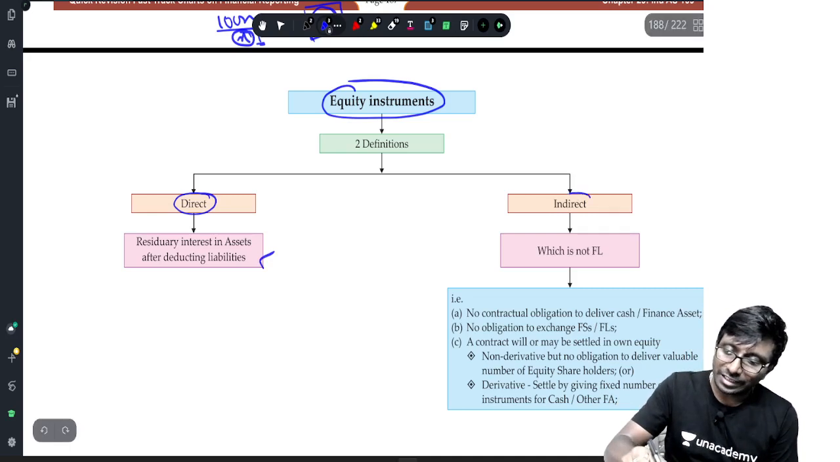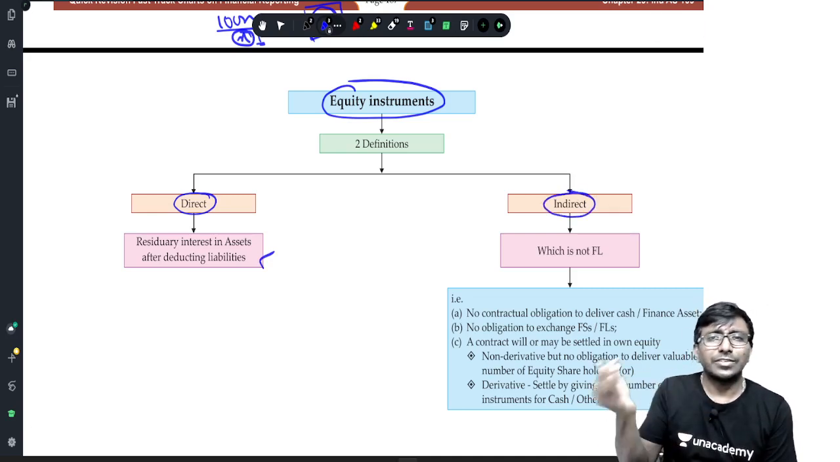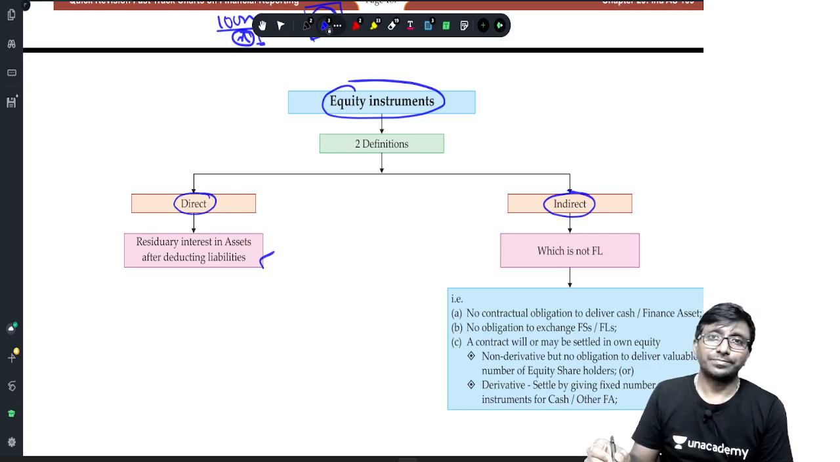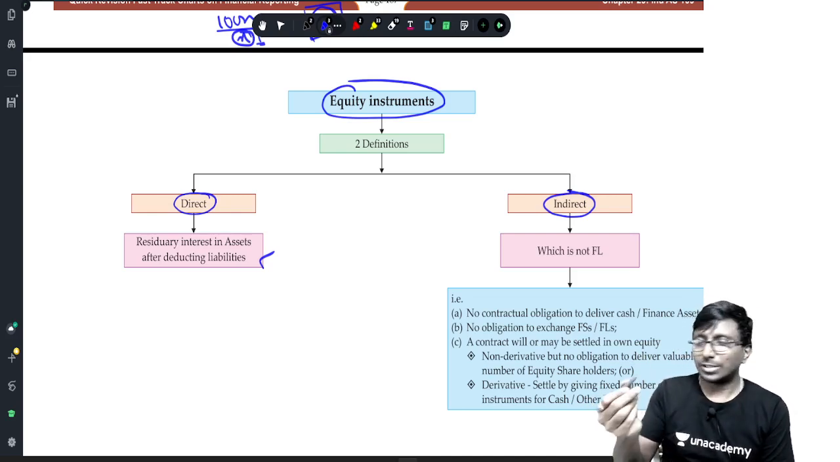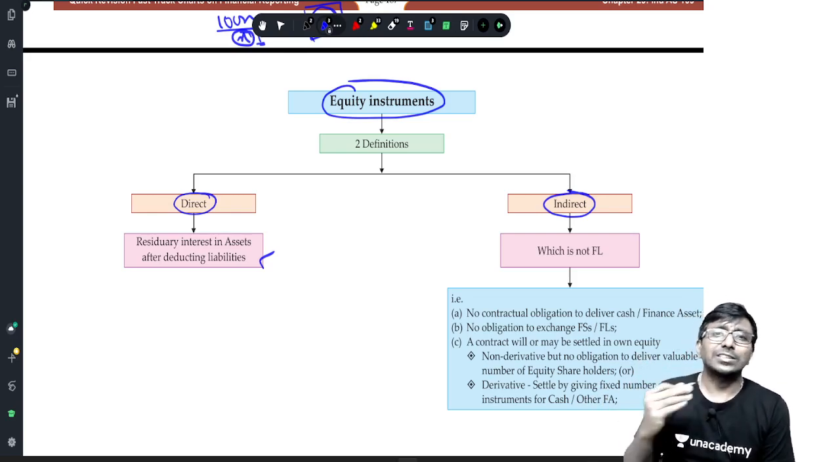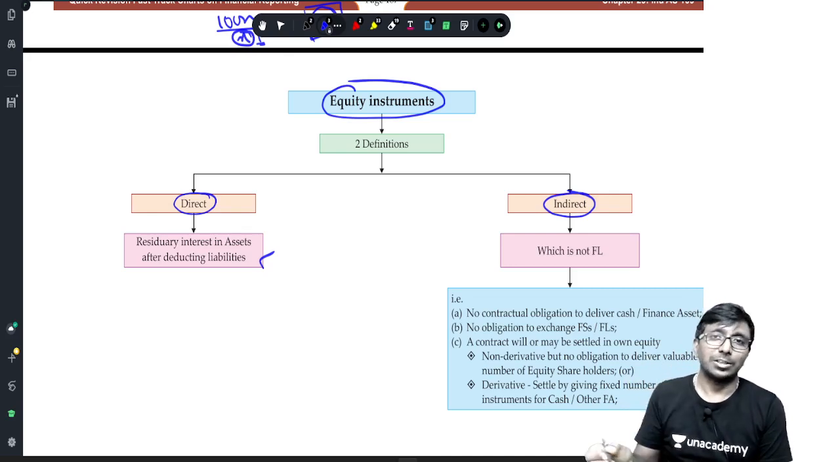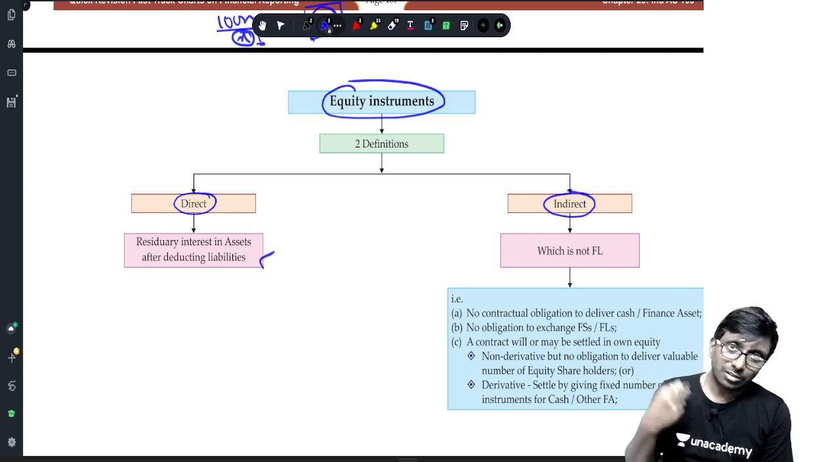Right. What about the indirect method of defining? We can say which is not a financial liability is also equity. Obviously, correct? What is financial liability, we spoke about. What is not liability is nothing but equity. Suppose I got money and I don't have an obligation, nobody can ask me for a refund of the same money. That means it is my equity amount.